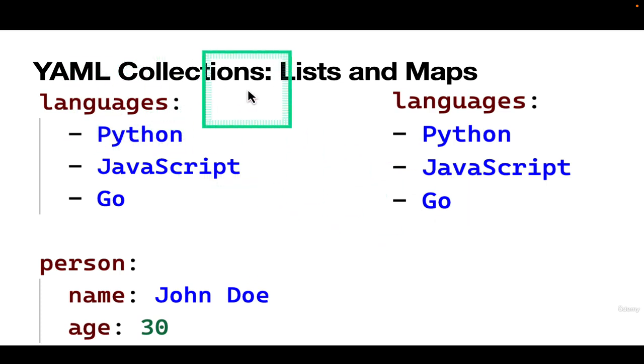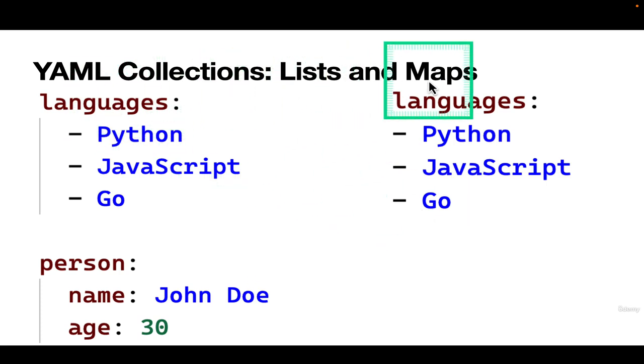So next is YAML collections, lists and maps. First we will take list. Lists are created using a hyphen. So this languages is a parent. Just put a colon, go to the next line, and list. So just remember list, or call it an array if you prefer that. We use a hyphen, so a dash followed by a space, and then the list item. Items are indented to the same level. So just make sure all the list items are at the same indentation.